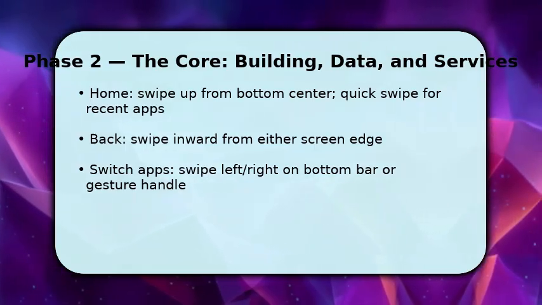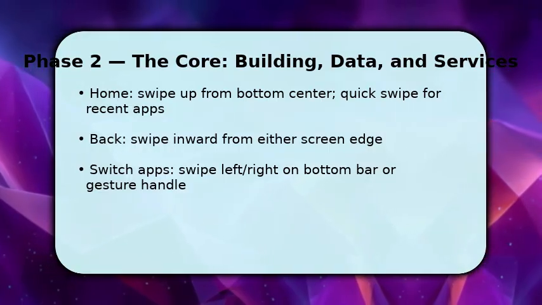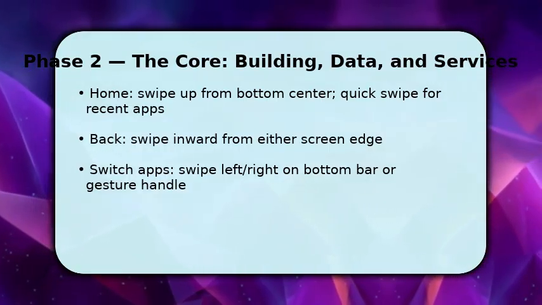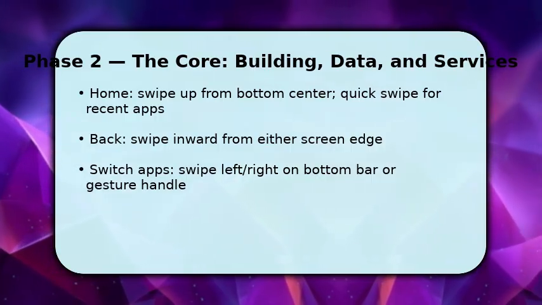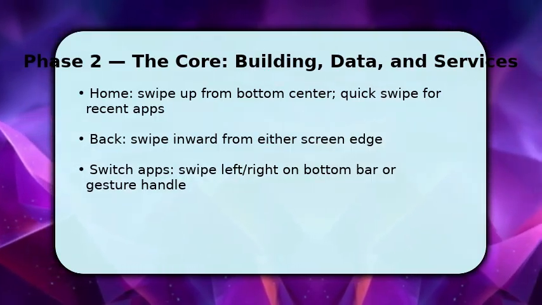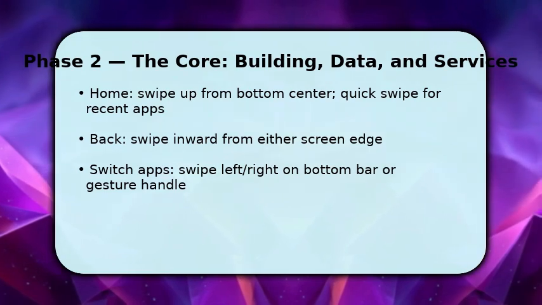To switch apps, swipe horizontally across the bottom edge or use the small handle to scrub through open apps. Keep transitions smooth. Practice slow then faster, because muscle memory reduces accidental back gestures over time.